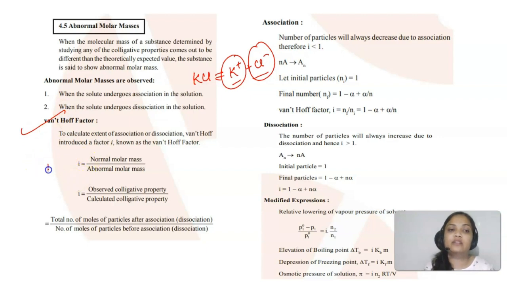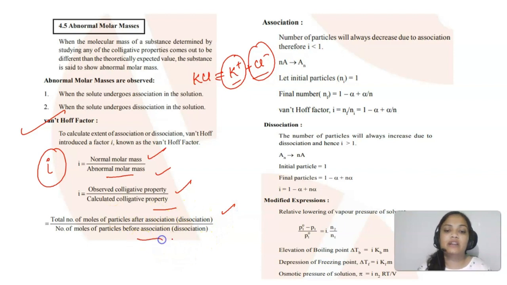Okay, so the Van 't Hoff factor is known as i, which is the normal molar mass, which is a theoretical value, divided by the abnormal molar mass, that has been experimentally determined. So it means another formula is observed colligative property upon calculated colligative property, or total number of moles of particles after association or dissociation divided by total number of moles of particles before association or dissociation.